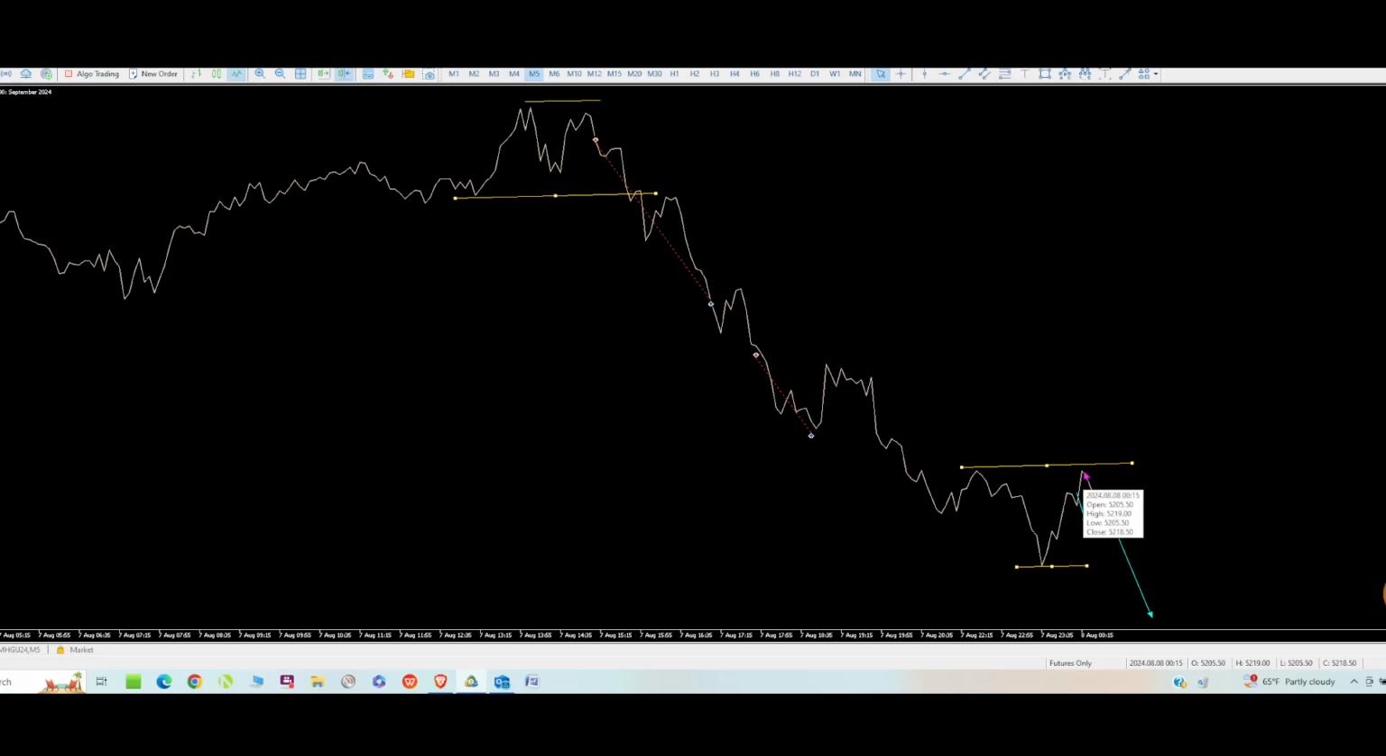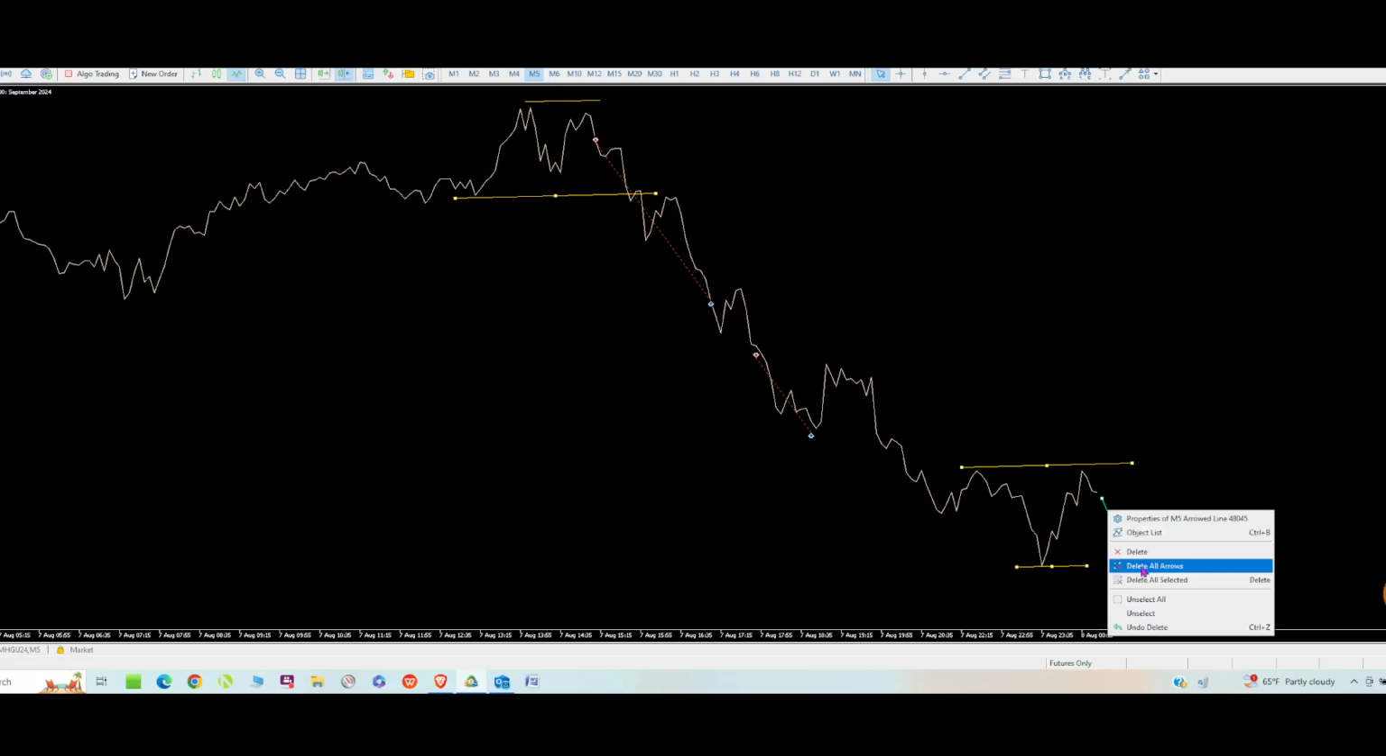Price went up, made another high, so there would not have been any trade. Okay, so now we're at a pretty interesting point. Let me get rid of these blue arrows so you can see that. Okay, so you can see where we're at right now.